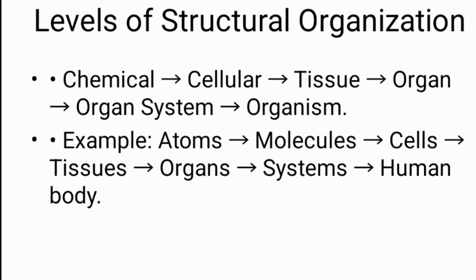Levels of structural organization: chemical, cellular, tissue, organ, organ system, organism. Example: atoms, molecules, cells, tissues, organs, systems, human body.